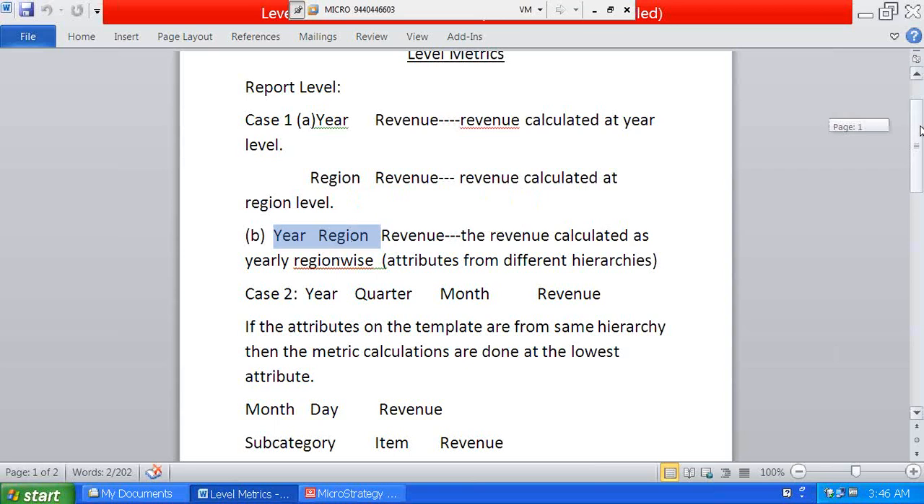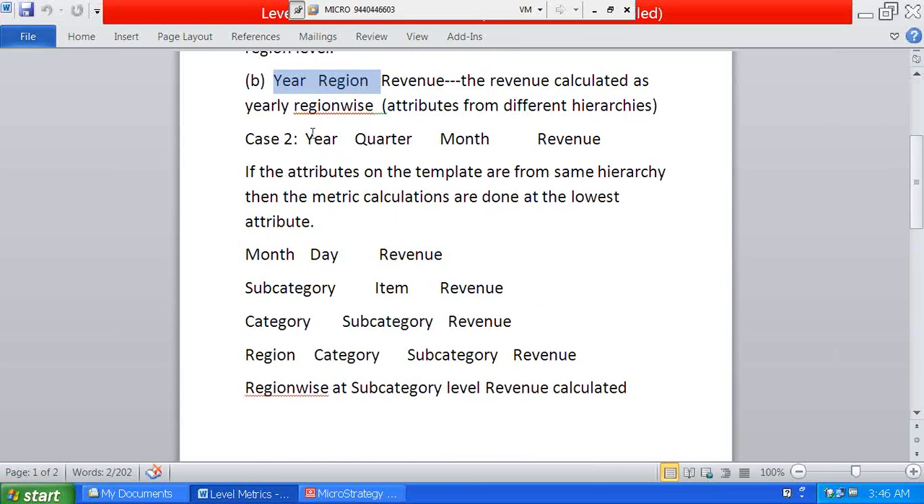But now my second case is talking about attributes from the same hierarchy. I have 3 attributes here, year, quarter, month, on my template along with my revenue. Then how is the calculation going to be done? Should it calculate at year level or quarter level or at month level? How will it understand? If the attributes on the template are from the same hierarchy, the metric calculation will be done at the lowest attribute level. Always remember this point.